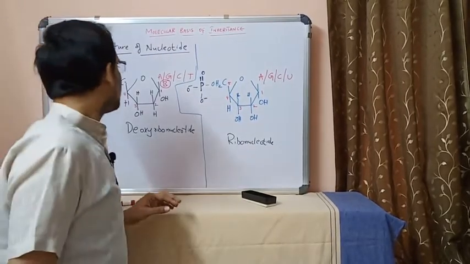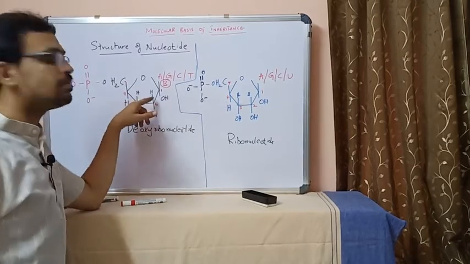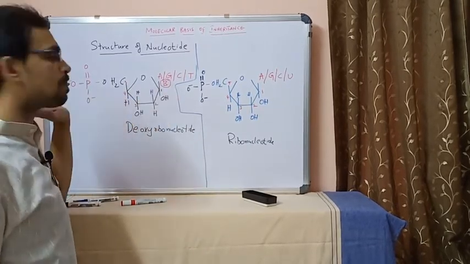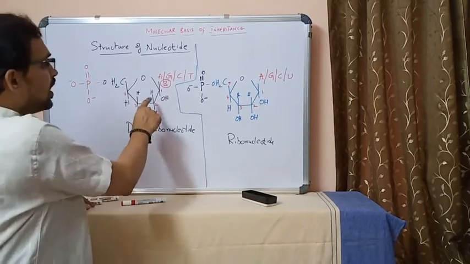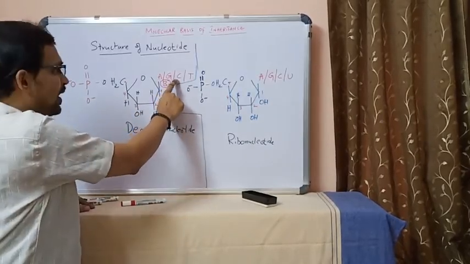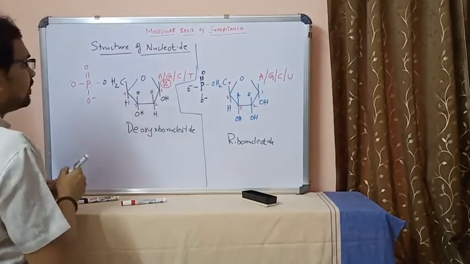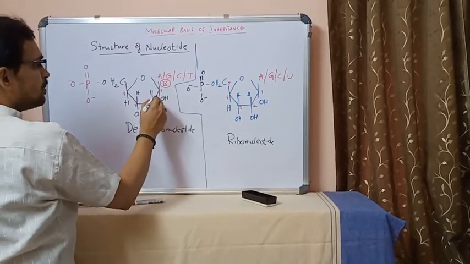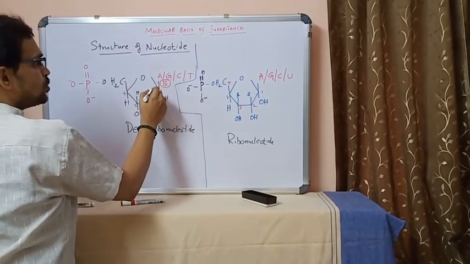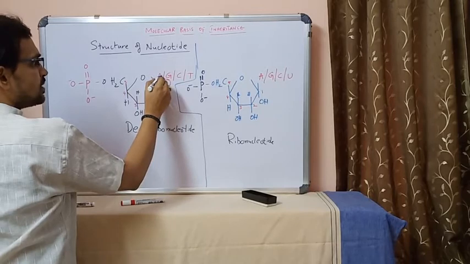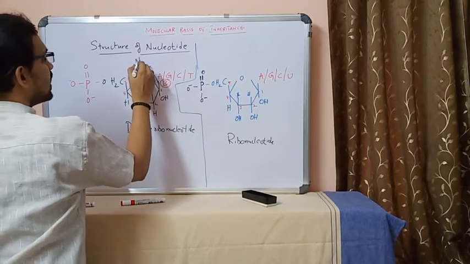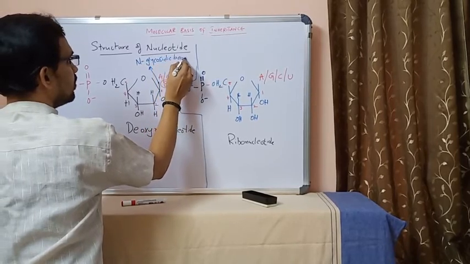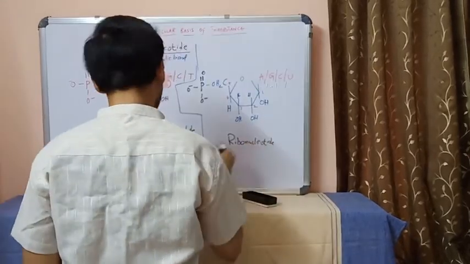Now we are discussing the names of the bond between the sugar and base and between the sugar and phosphate. Very important. Sugar and base in the nucleotide are always linked with an N-glycosidic bond. This is the sugar, this is the base. Sugar and base are linked with an N-glycosidic bond. Same here also, N-glycosidic bond.